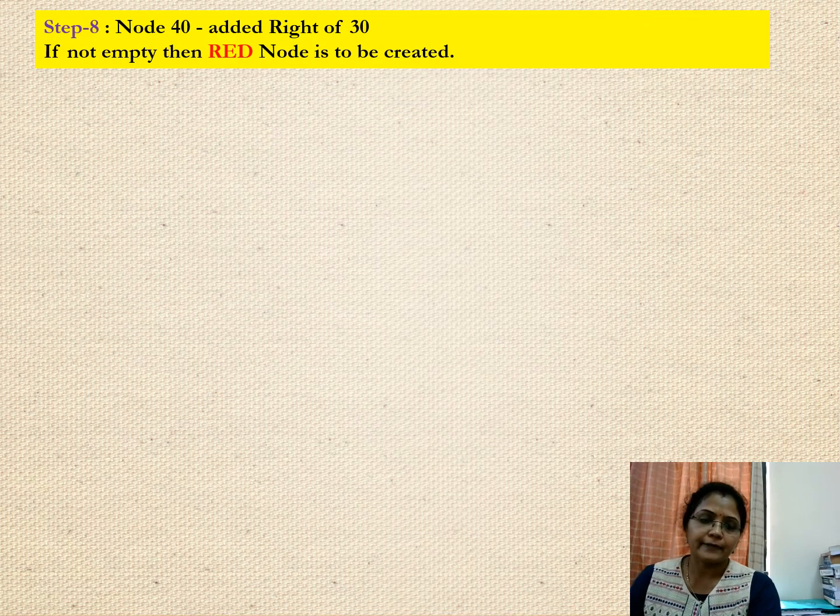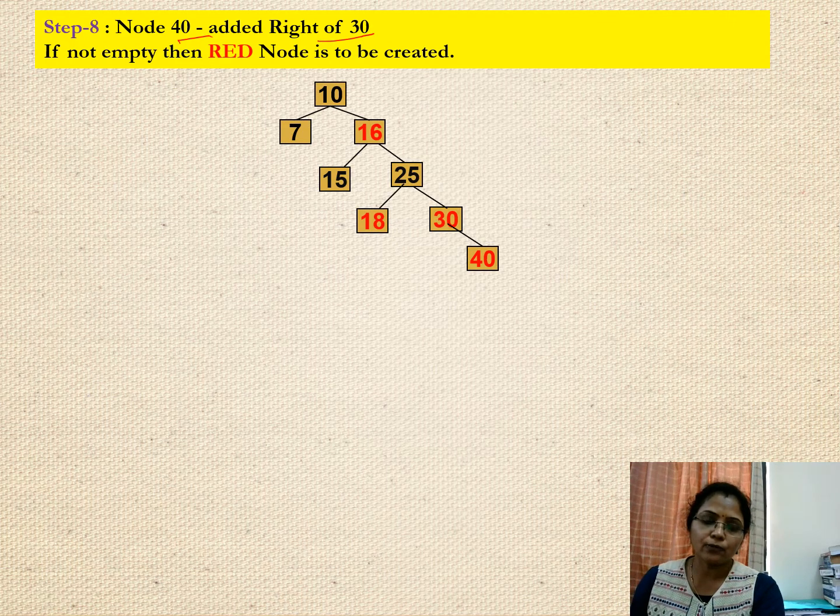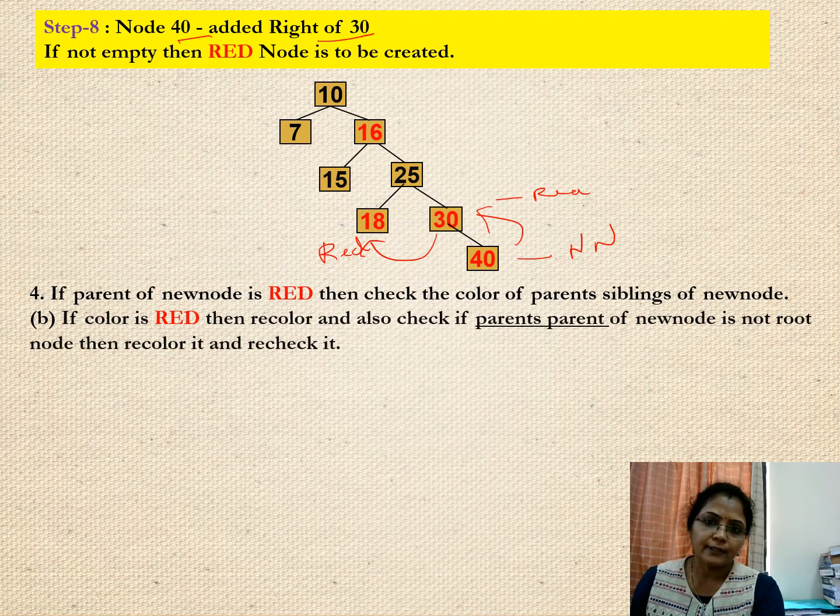Now step 8, that is, node 40 is to be added. So it will be on the right of 30. Again it will be a red node. So now 40 is added on the right side of 30. Now again you check: 40 is a new node, its parent 30 is a red node, and check its sibling. Its sibling's color is red. So we'll be applying rule 4b here, that is, it's a red color.